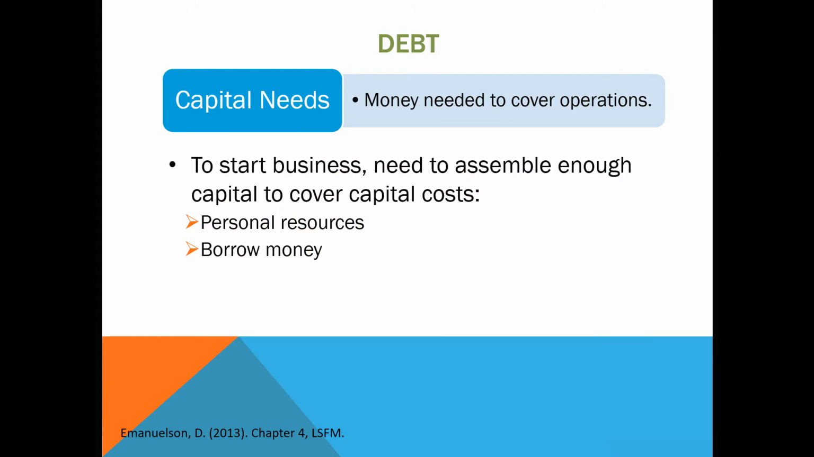So to get a business venture up and running, capital needs must be acquired. So this is to cover operations. Capital needs are the money that you need to get a business started, to cover operating costs. You need to assemble enough capital to cover these costs. And how can you do this? Well, it could be personal resources or borrowing money.